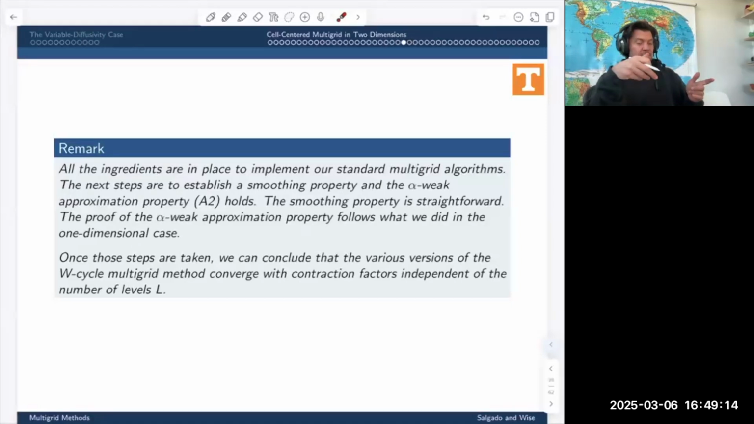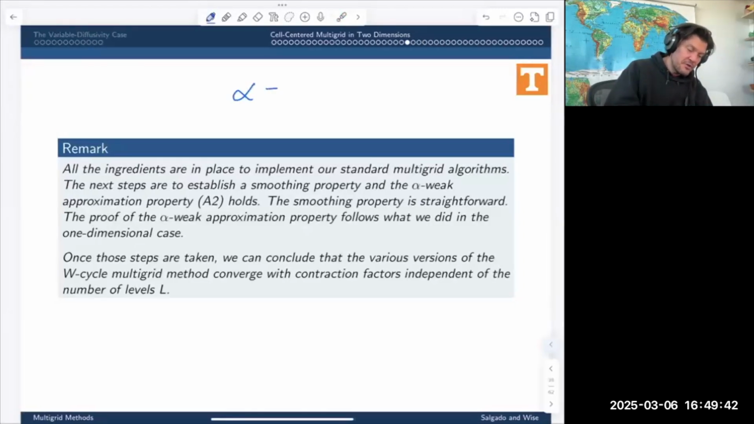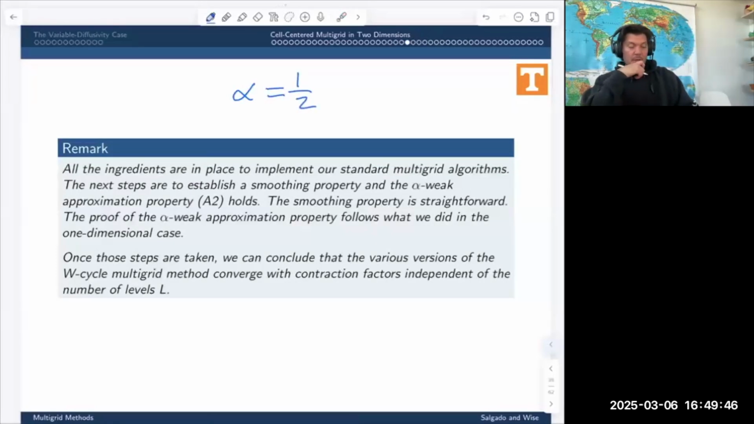So all of the ingredients are in place to implement these things. The question is, do they converge? And the answer is yes, they converge rapidly. The next step would be to show, because the smoothing property is going to be fairly simple, that the alpha weak approximation holds with alpha equals a half again. I didn't say it here in the notes, but we can do that.